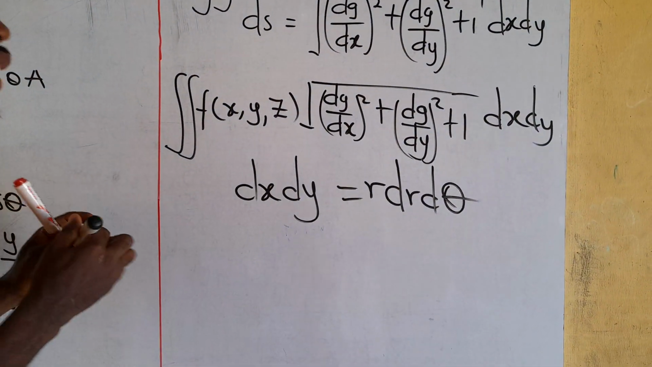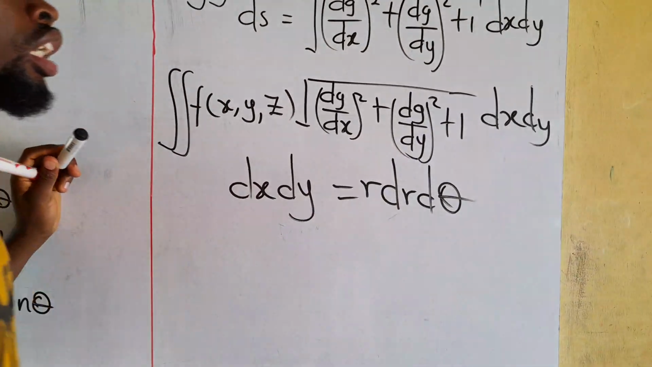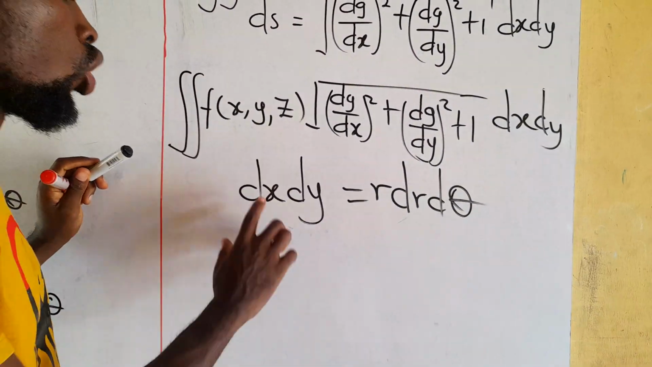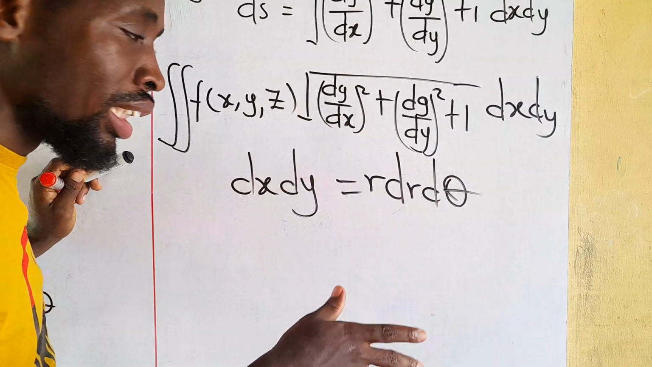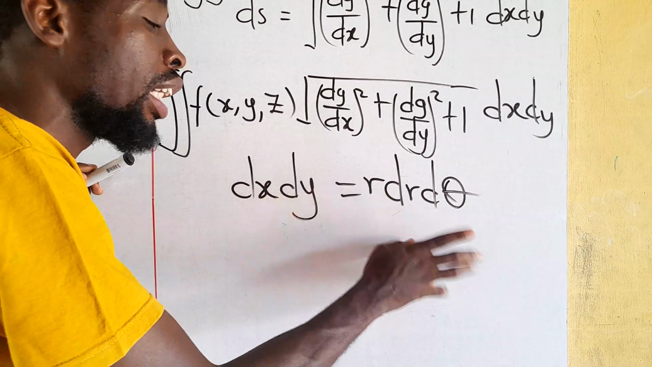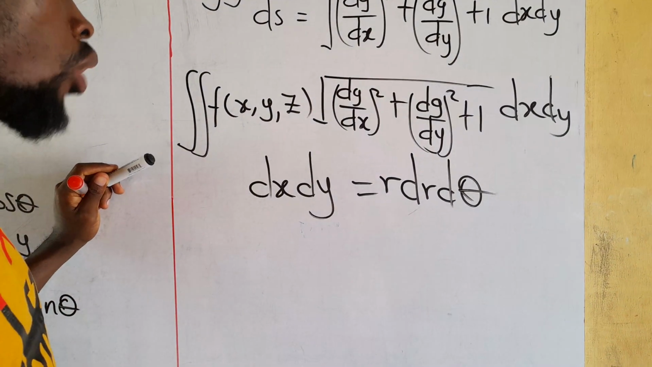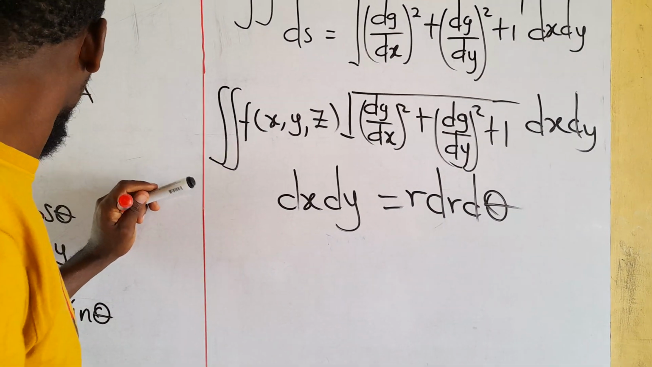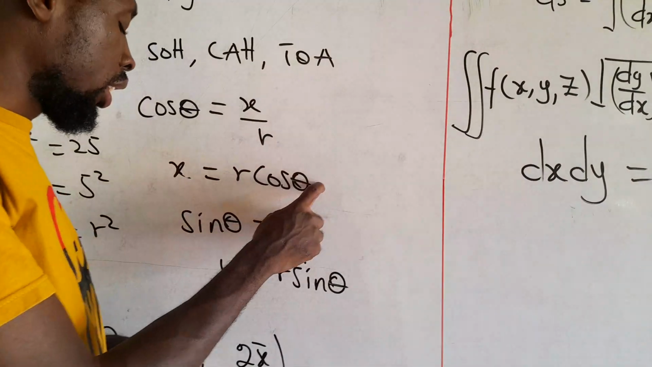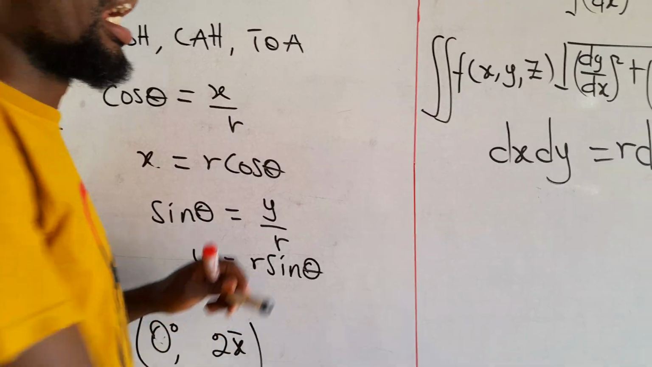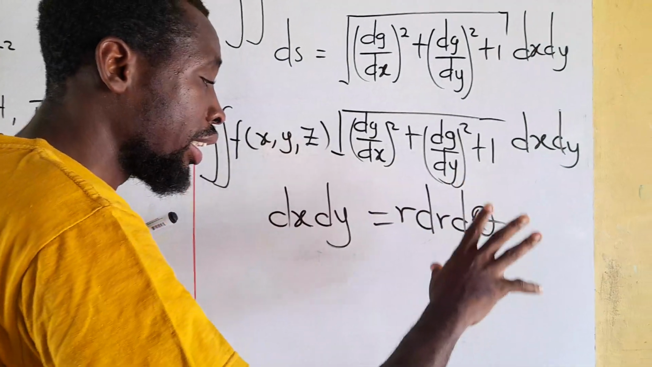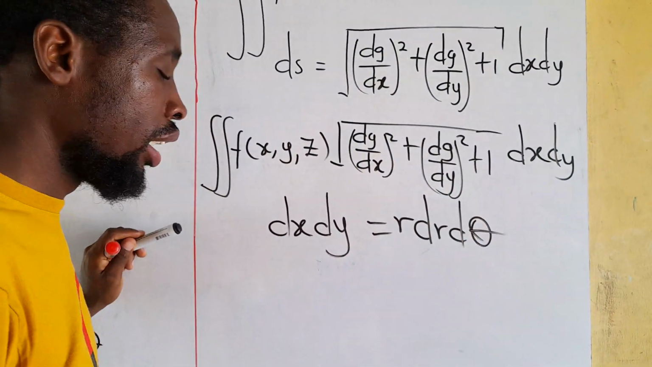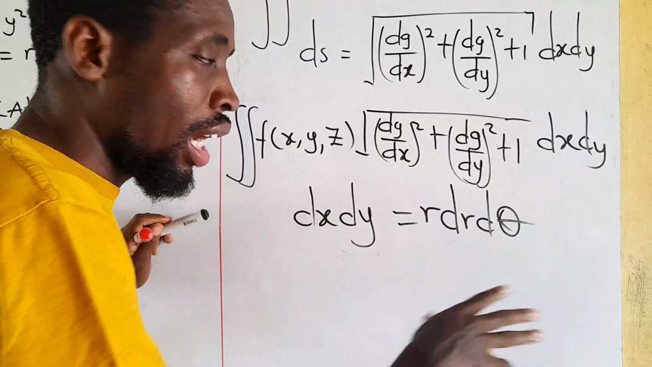So please remember, there is a proof for this. I encourage you to check it out. So dx dy in our normal integral problem, switching to polar integration, will become r dr d theta. Then after we substitute that, you realize that x is r cos theta, y is r sin theta, and dx dy becomes r dr d theta.